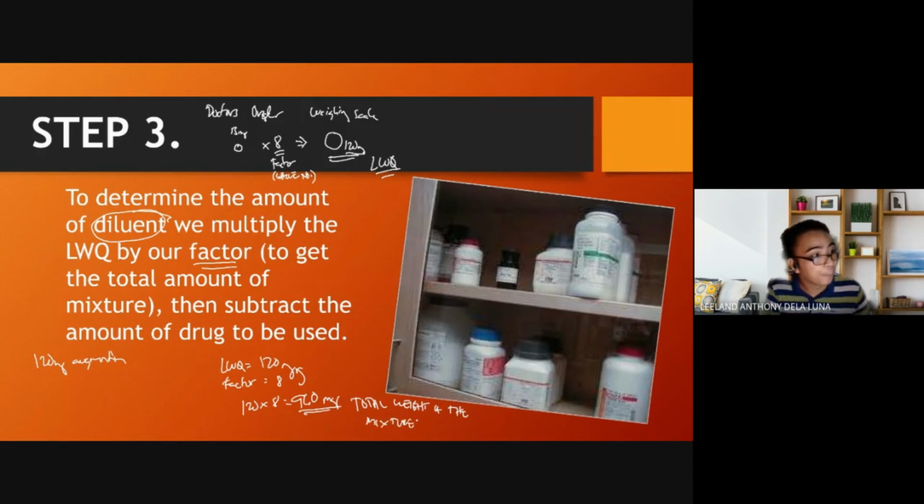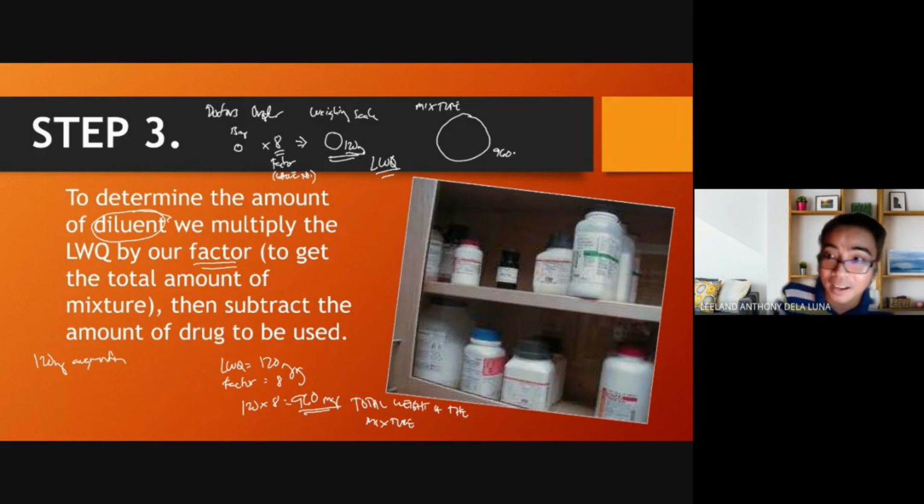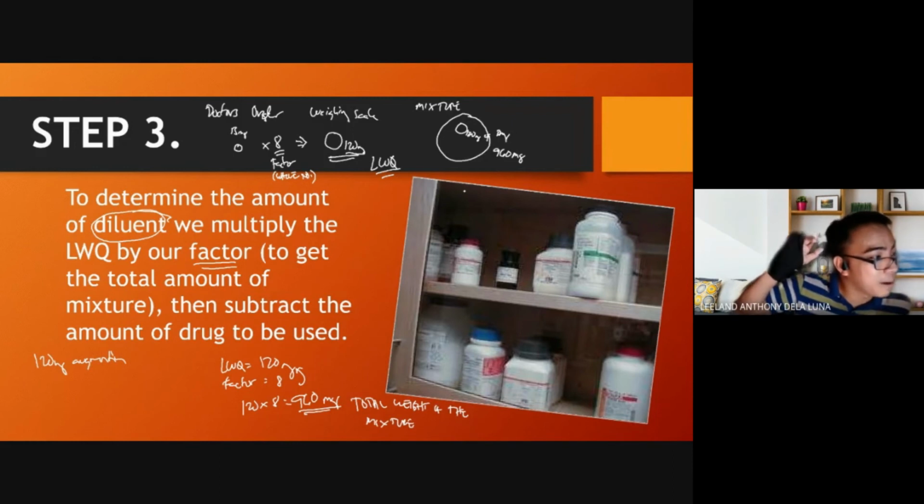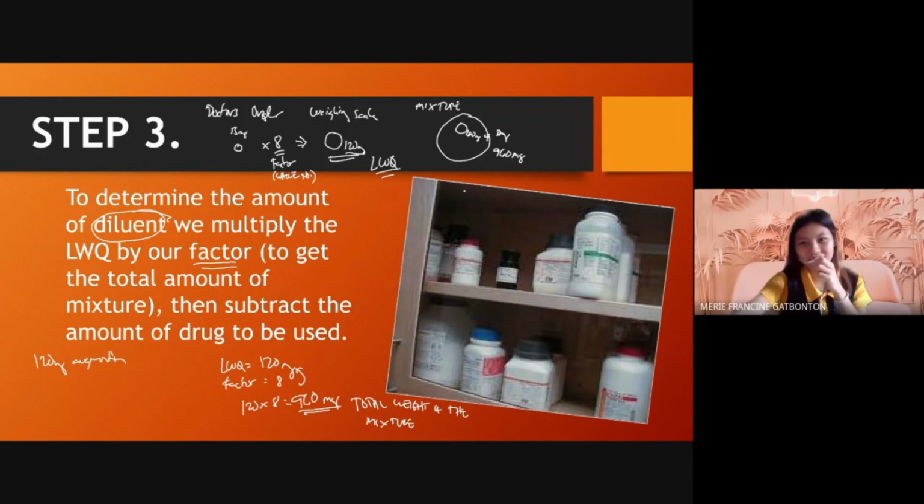Of my mixture. So, ibig sabihin, class, since gagawa ako ng mixture, malaki to. Ganito siya kalaki. Okay? Yung mixture na yan, that is a total of 960 milligrams, which contains 120 milligrams of drug. Nagets? So, class, how do I compute now for my diluent? Anyone? Sige, Francine? Subtract the amount of drug to be used.